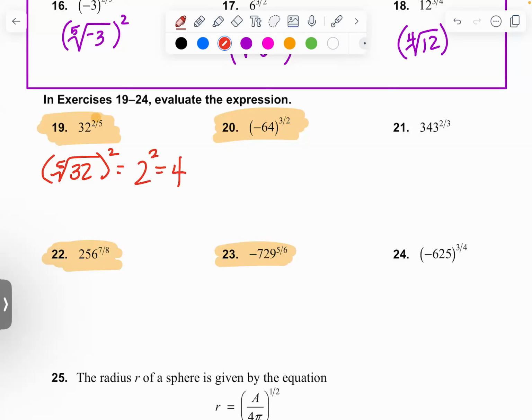Now, in number 20, we're going to have the square root of negative 64 cubed. Why not? It's an even root, and there's a negative underneath of it.